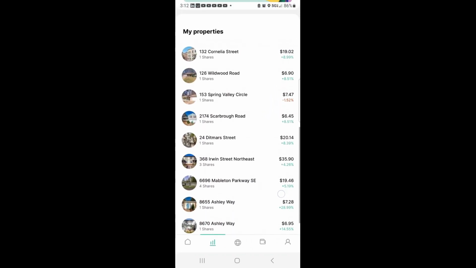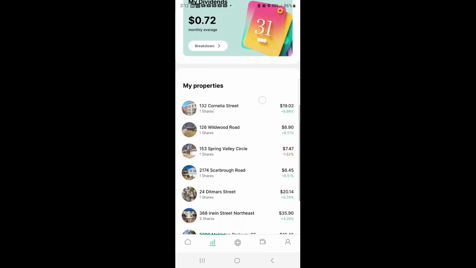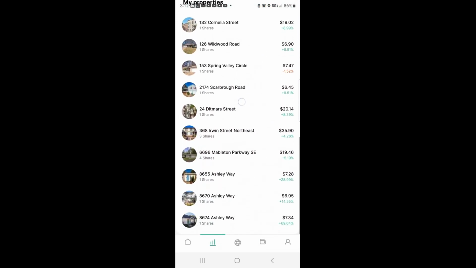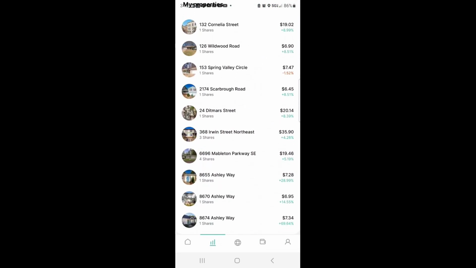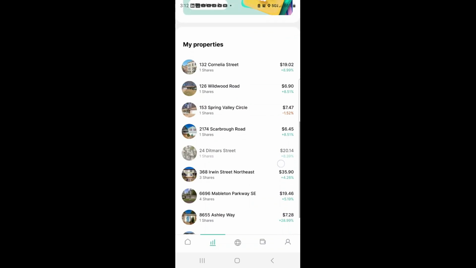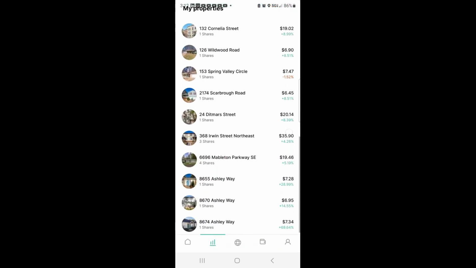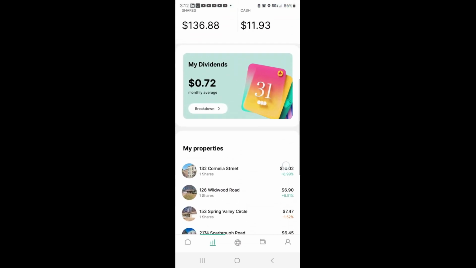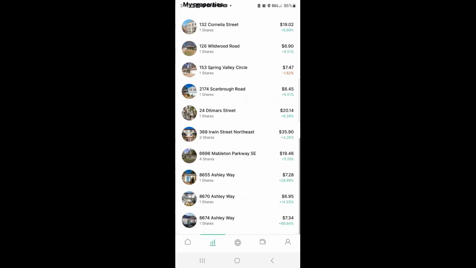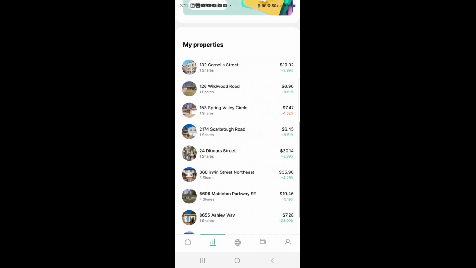Okay, so it says I have 15 properties. Let me count: 1, 2, 3, 4, 5, 6, 7, 10, 11, 12, 13, 14, 15. So, correction. This is 15 shares. So I have 15 shares, not 15 properties. Okay, so the first one, I'm up roughly almost 9%.